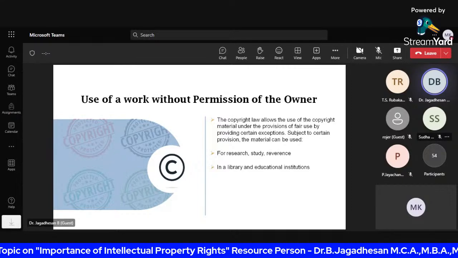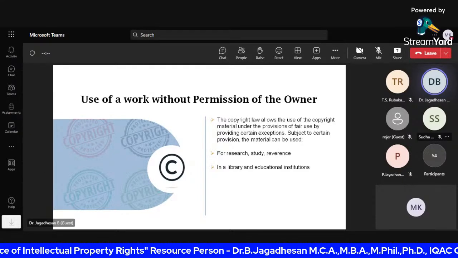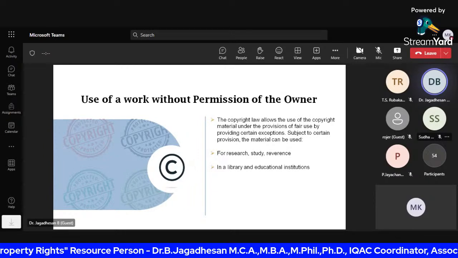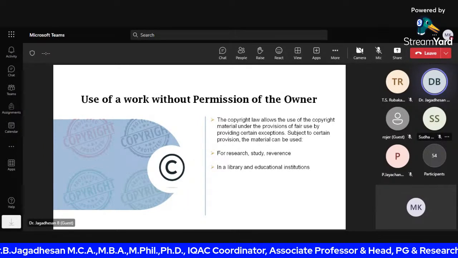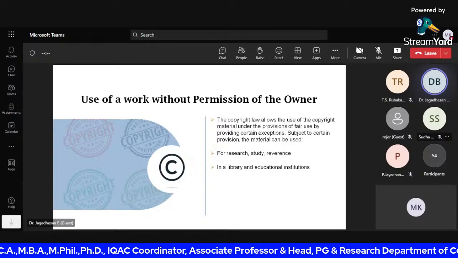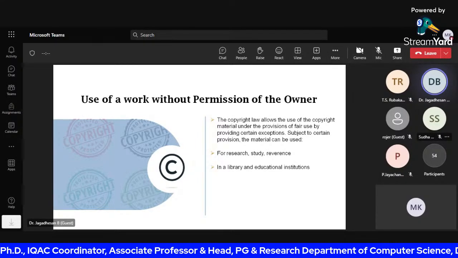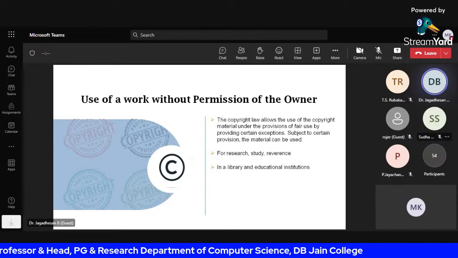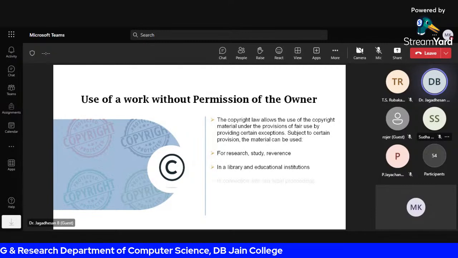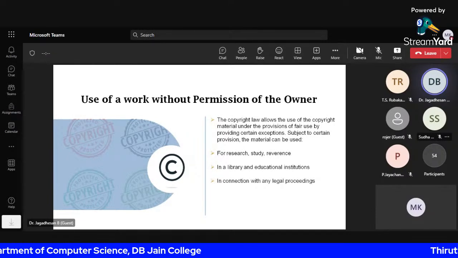The copyright law allows the use of copyright material under the provision of fair use by providing certain exceptions. What are the exceptions? Subject to certain provisions, the material can be used for the purpose of research, study, and reference, without permission of the owner.